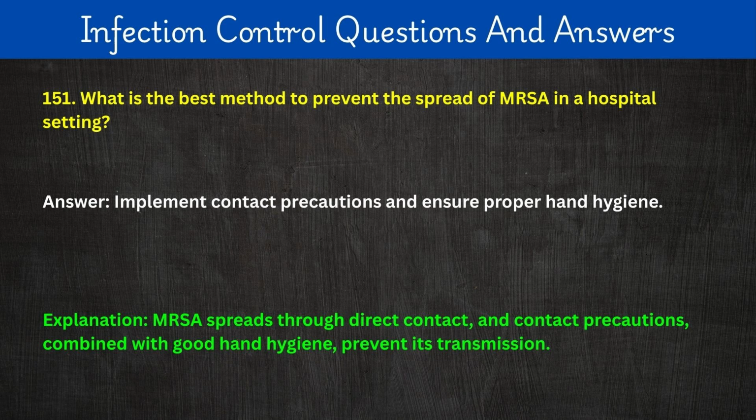151. What is the best method to prevent the spread of MRSA in a hospital setting? Answer: implement contact precautions and ensure proper hand hygiene. Explanation: MRSA spreads through direct contact, and contact precautions, combined with good hand hygiene, prevent its transmission.